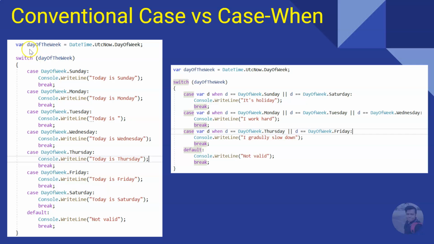In the conventional one you must use a constant term, like day of the week Sunday, Monday, like that. Whereas in case and when, as I already showed in my last slide, we can use a combination of conditions. We can also use a broad range, like greater than, less than. Also we can use kind of linked queries. Okay, so let us see this in action.